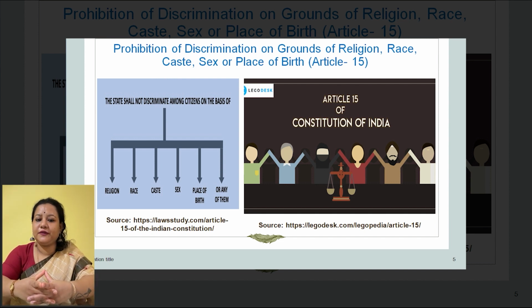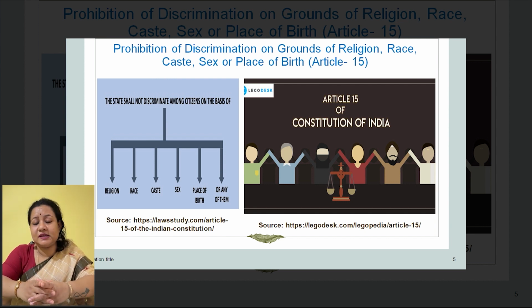Next, Article 15. Article 15 says prohibition of discrimination on grounds of religion, race, caste, sex or place of birth. Now it means that everyone is equal. There should not be any discrimination on the basis of religion, race, caste, gender or place of birth. The two pictures in the slide say the same thing.